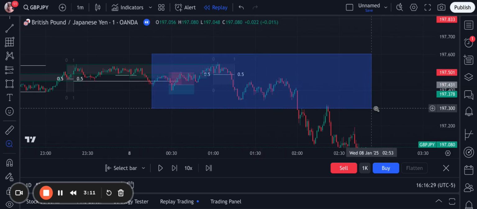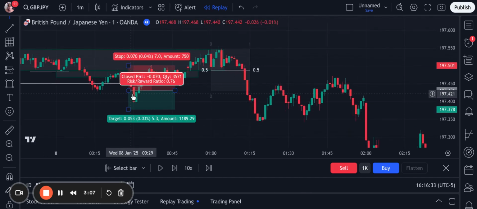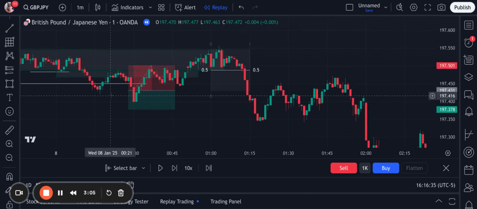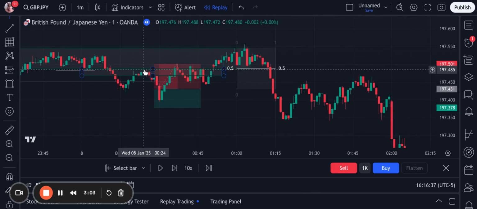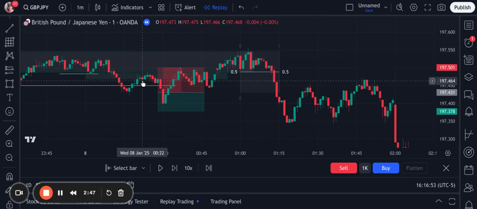I then waited for price to enter into the order block on the 1-minute time frame, which price did right here. Okay, it was actually the fair value gap, to be honest with you. Price entered into the fair value gap, might have touched into the order block a little bit, but then gave me a break of structure to the downside.